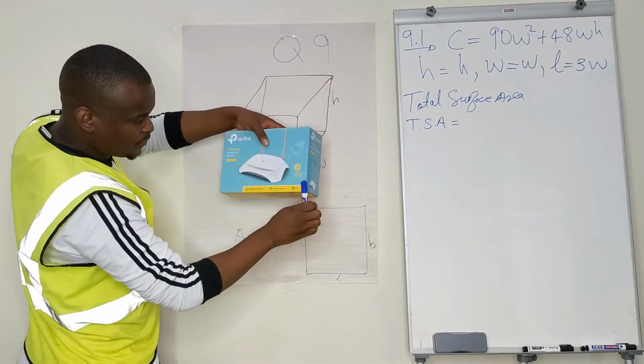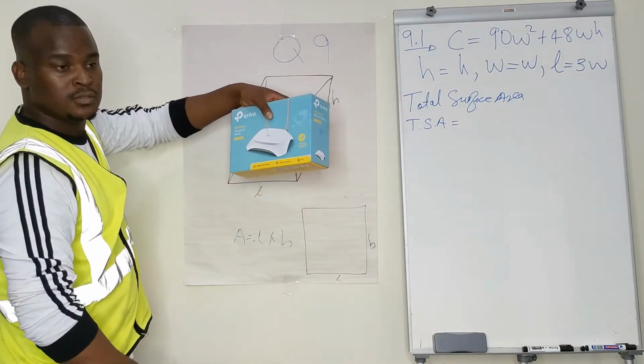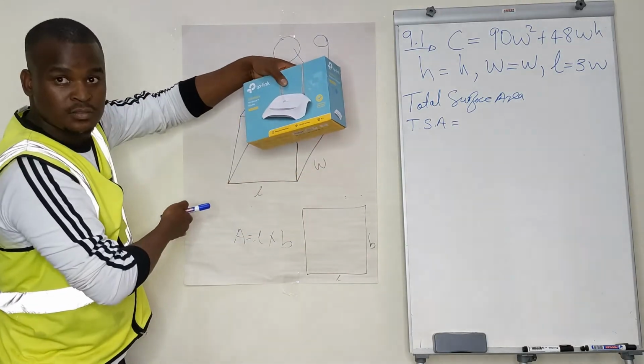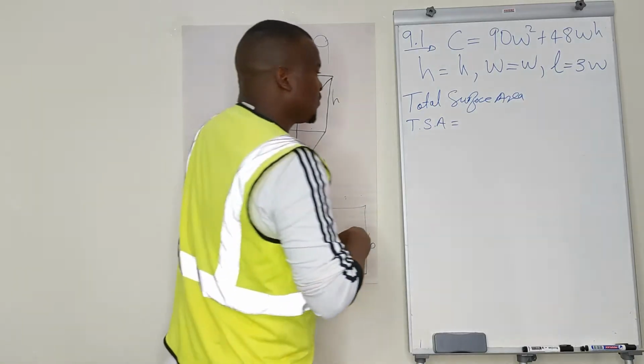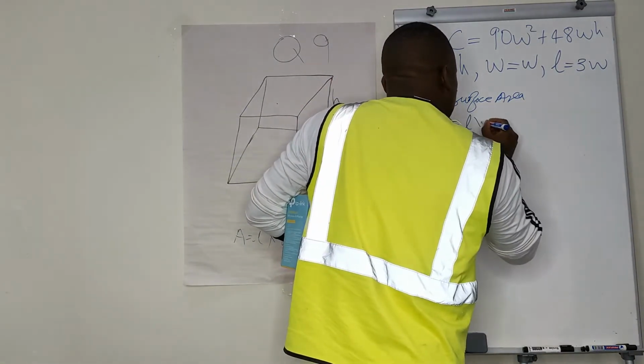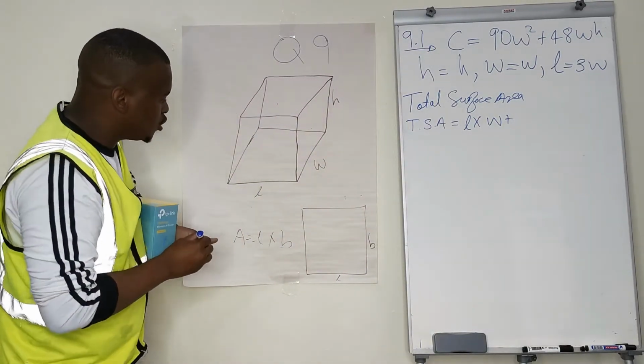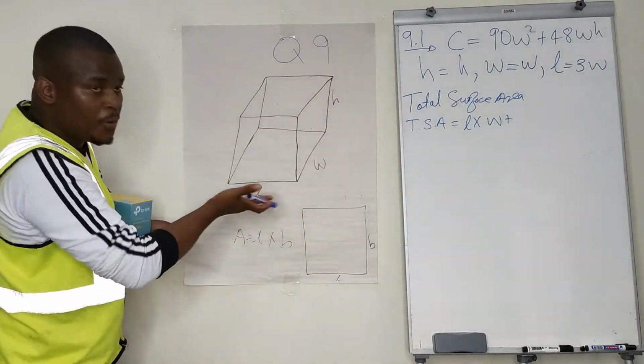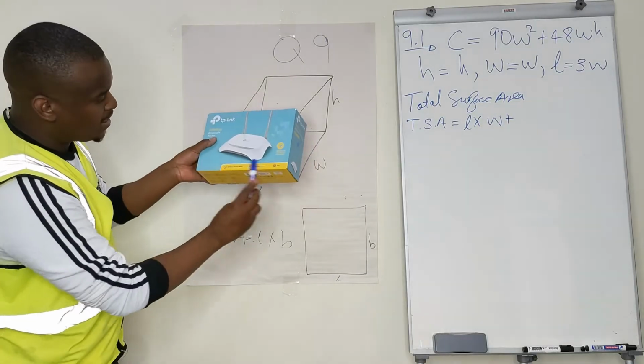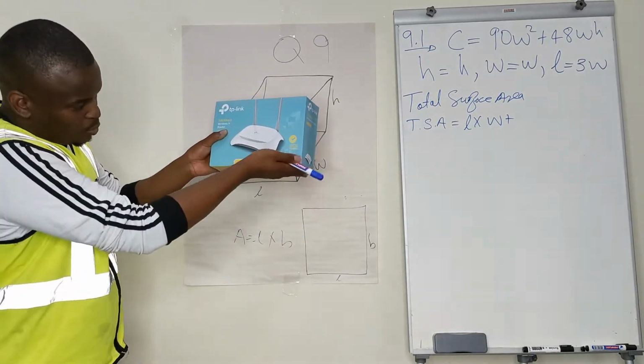It's the length times the breadth. So you will get the area of the base. So the bottom will be the length times the width. If you want to calculate the area of the base, the bottom of this, it's going to be length times breadth. That will be the bottom.